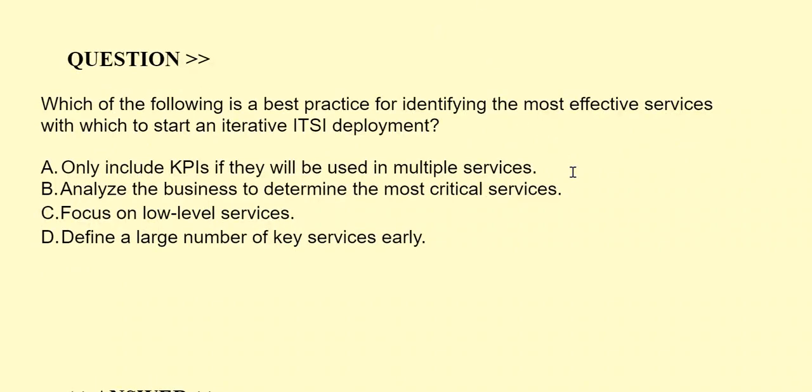Moving towards the next question. Which of the following is the best practice for identifying the most effective services with which to start the iterative ITSI deployment? Option A. Only include KPIs if they will be used in multiple services. Option B. Analyze the business to determine the most critical services. Option C. Focus on low-level services. Option D. Define a large number of key services early. The correct answer is option A.